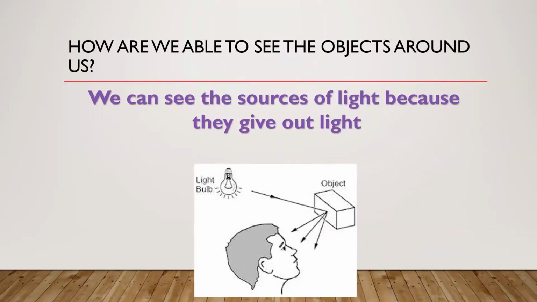This object, as shown in the picture here, does not give out light. We can see the object because the light that falls onto the book is reflected into our eyes. Therefore, we can see the object.